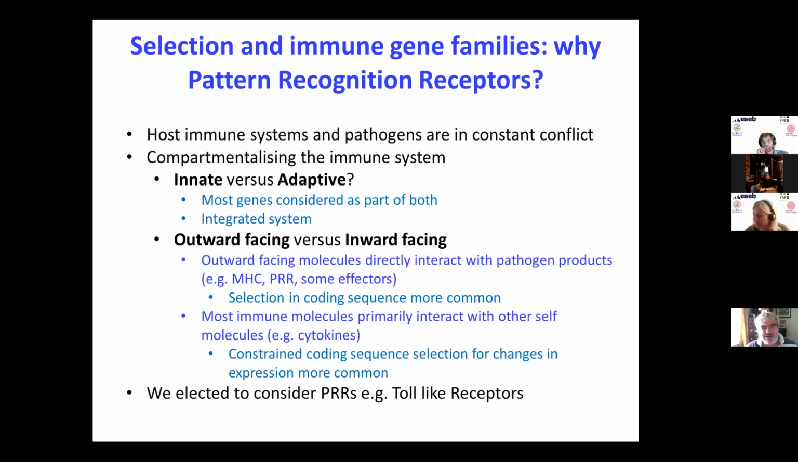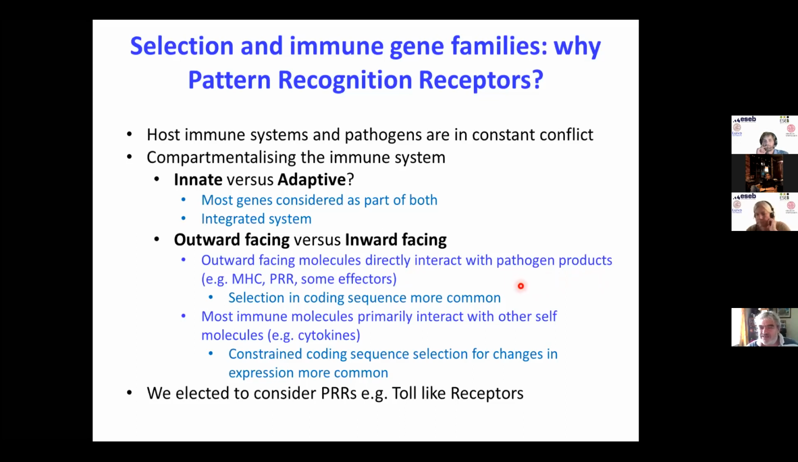So in thinking about the rules behind adaptation and selection, I was trying to turn it a little bit on its head and think about the immune system as a bunch of receptors, a bunch of molecules, some of which are outward facing, i.e. they face the pathogens coming in, and others are more inward facing. The outward facing molecules directly interact with pathogen products, and they might include the MHC, the pattern recognition receptors, and some effector molecules like defensins.